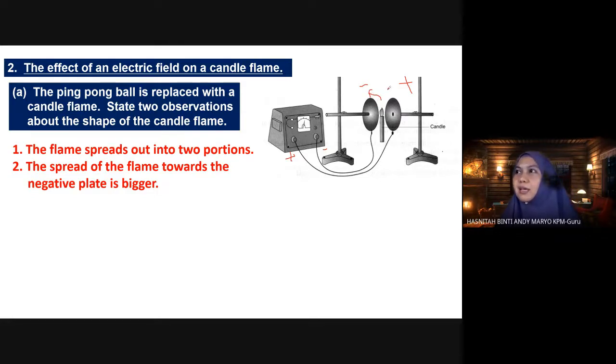If you draw it like this, say this is the flame. So the bigger portion will go to the left, while the smaller portion will go to the right. The bigger portion is attracted to the left, the small portion attracted to the right. I hope you can understand my drawing. Why? Okay, very good question, Nicholas. Why are the portions not 50-50?